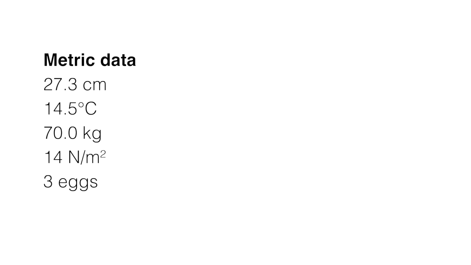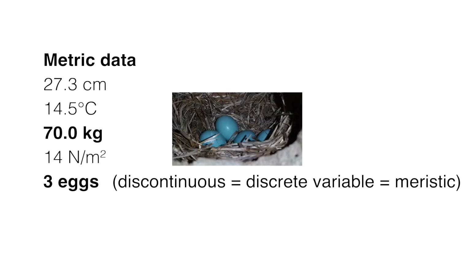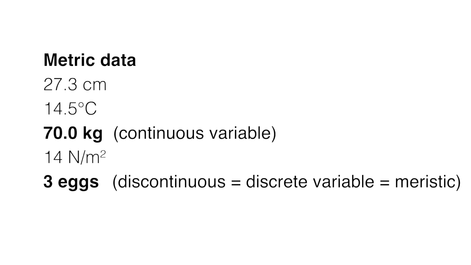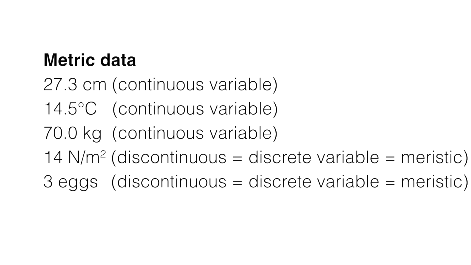There is, however, a small difference between egg numbers and, for example, weight. The number of eggs is a discontinuous or a discrete variable because a bird won't have 1.7 eggs in the nest, but only 1, 2, or 3. In contrast, weight is not discrete because it can be any real number. For example, 69.7 kilograms or 71.3 kilograms. The difference between continuous and discontinuous variables is, however, not extremely important, since most statistical methods for metric data can deal with both continuous and discontinuous variables.